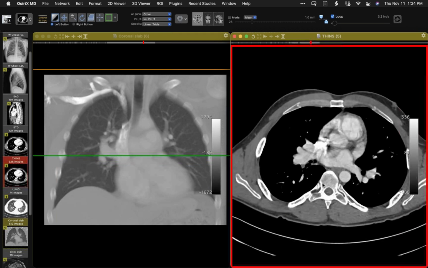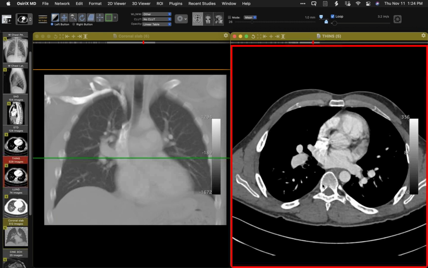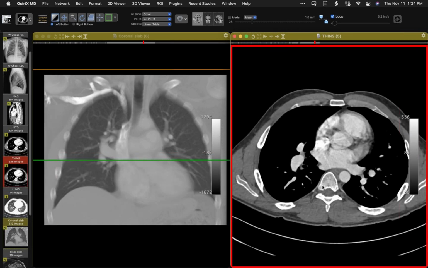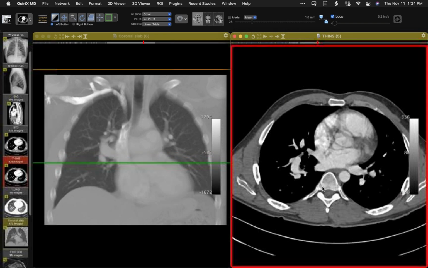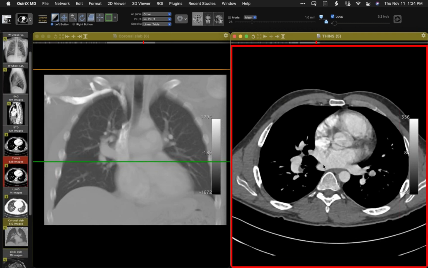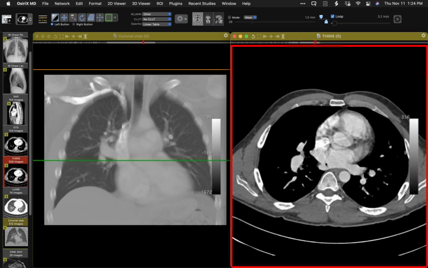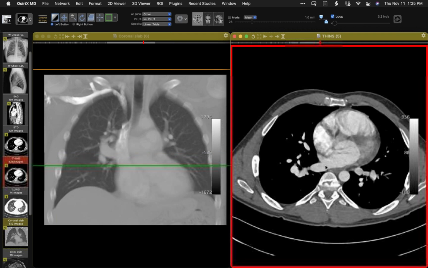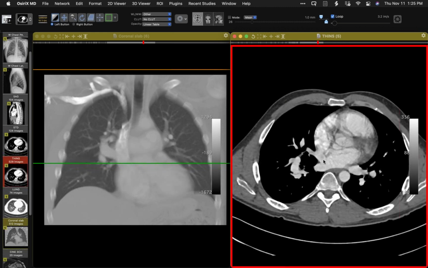Right there. Keep coming down a little. Keep coming down, and you'll see the communications right in there between the SVC and the right atrium and the left atrium, right where that pulmonary vein's coming in. And even a little bit lower. Well, that's too low. But you can see it right there, like right in here.